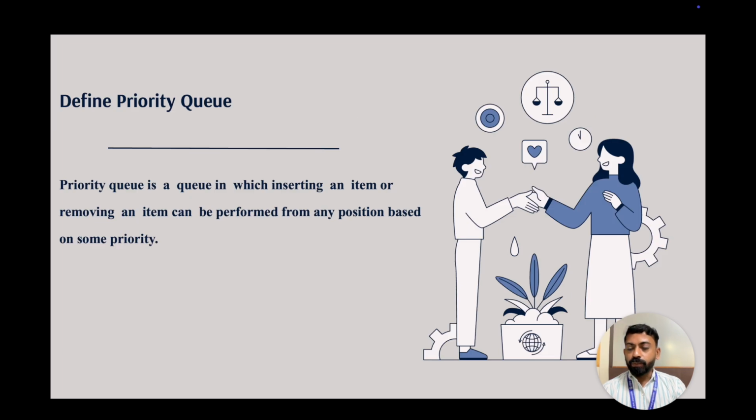What is a priority queue? A priority queue is a queue in which insertion or deletion is performed based on priority. So inserting an item or removing an item can be performed from any position based on the priority.